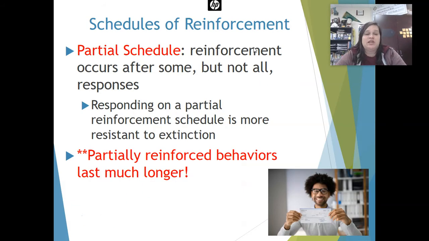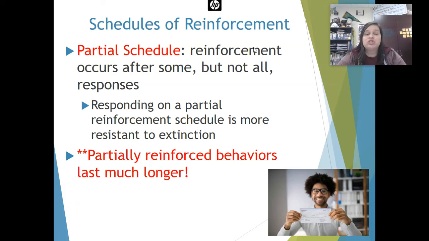The other type of schedule is a partial schedule. This means that we're going to reinforce the behavior sometimes, but not all the time. And this is actually more resistant to extinction because you don't know when exactly the reward is going to come. Maybe if I raise my hand this time, the teacher will give me an M&M, or maybe I have to raise my hand. You know, she didn't pick up somebody last time, but maybe the next time they will. So they're going to keep raising their hand.